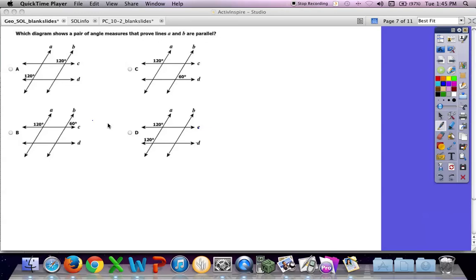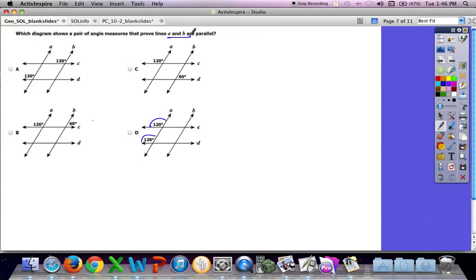lines are parallel. Now, out of these four pictures, the only one that is using one of the angle pairs that we study is this one right here. And these are corresponding angles, and because they are congruent, they're both 120, we would know that lines C and D are parallel. But that's not what the question is asking. It's asking for which angles show lines A and B are parallel. So that is not the right answer.